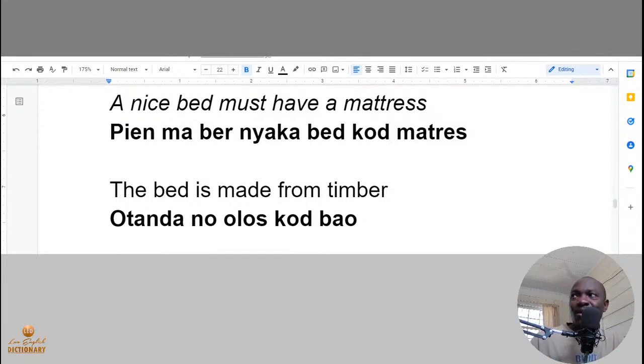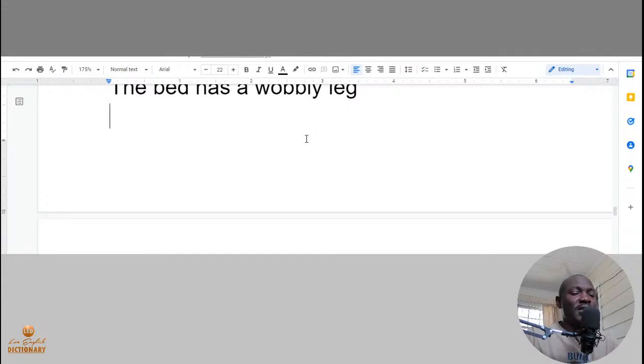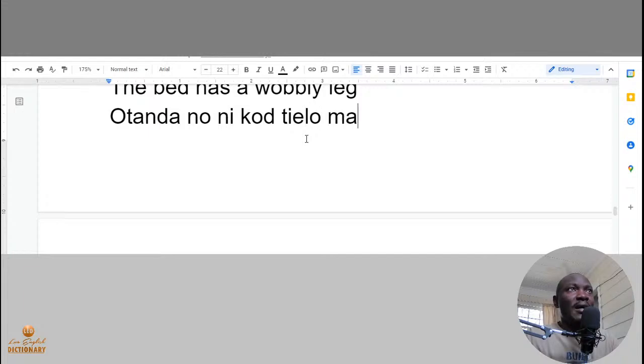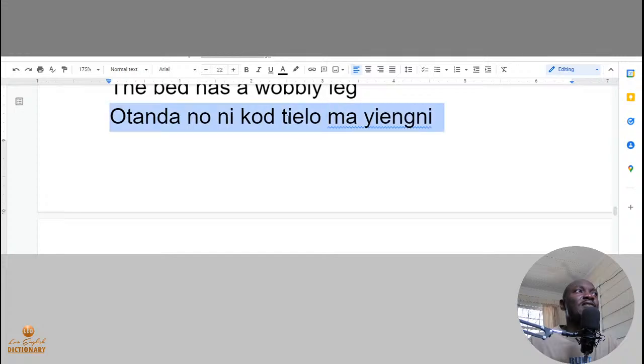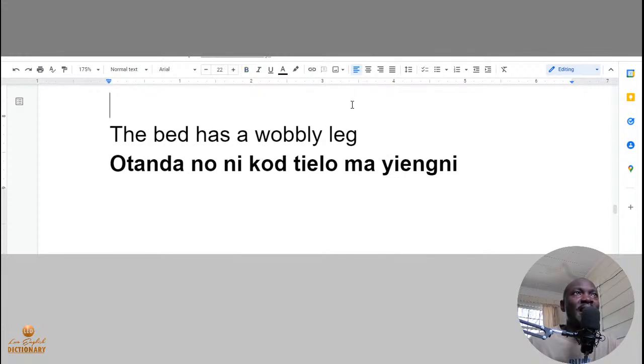And then the bed has a wobbly leg. The bed has a wobbly leg. I would also say, otanda no ni kod tielo ma yengni. So otanda no ni kod tielo ma yengni. The bed has a wobbly leg. Otanda no ni kod tielo ma yengni.